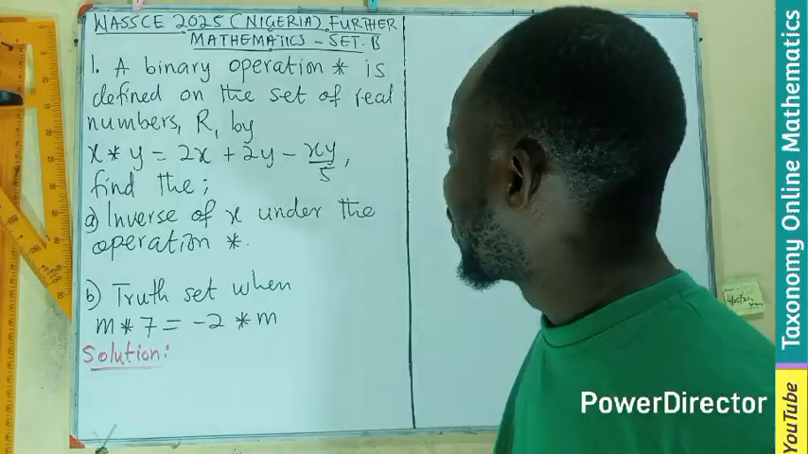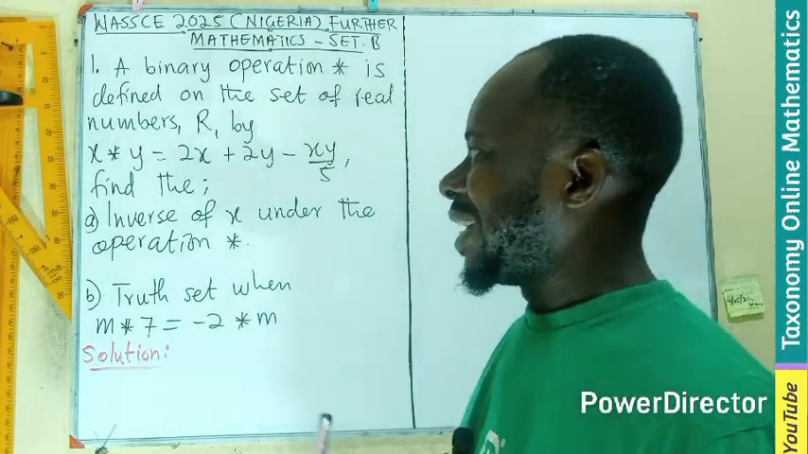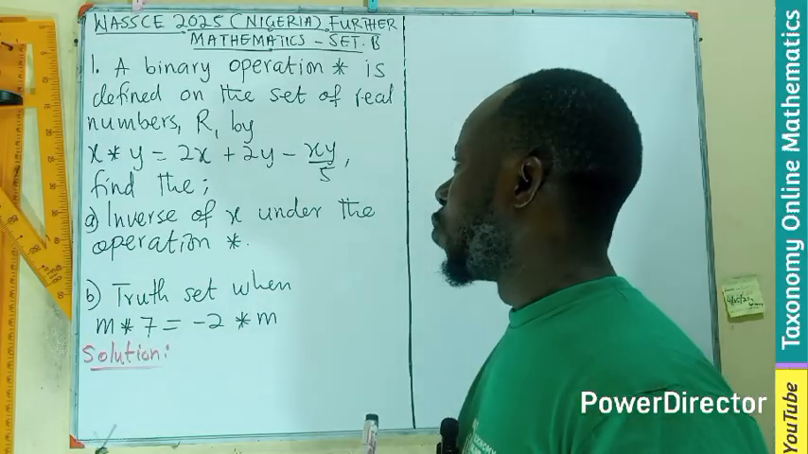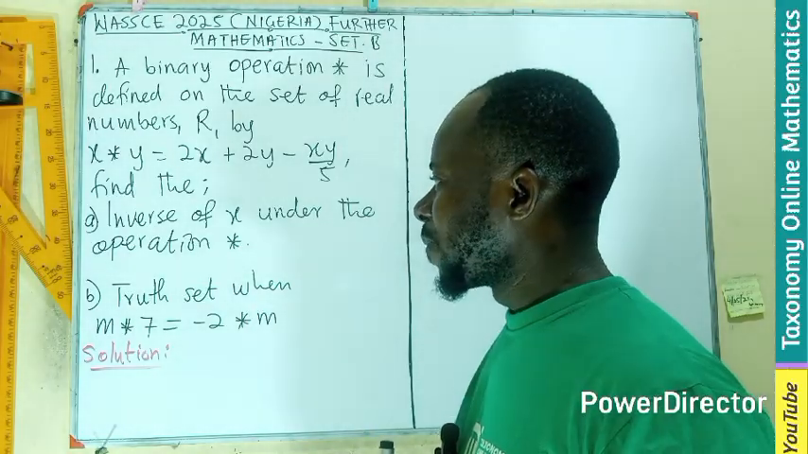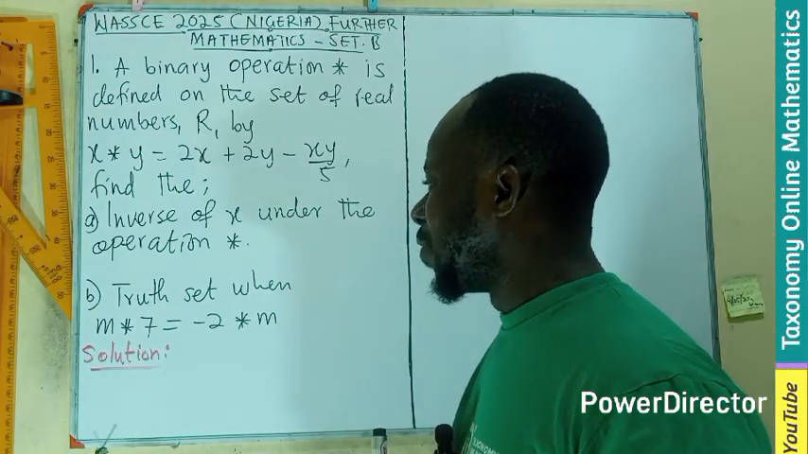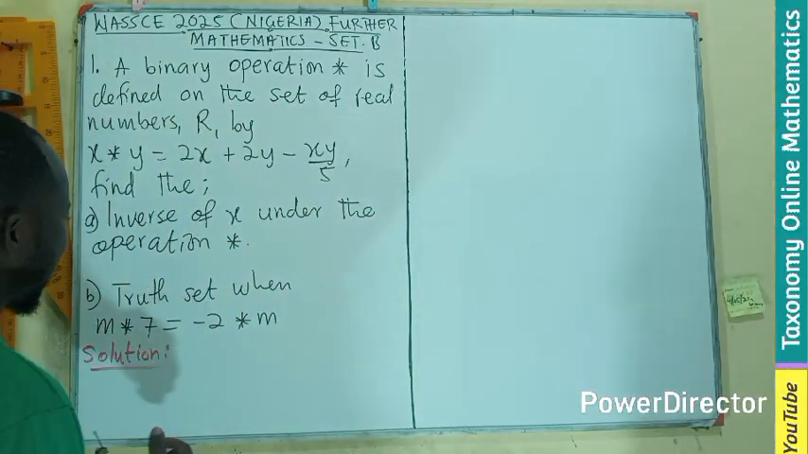A binary operation star is defined on the set of real numbers R by x star y equals 2x plus 2y minus xy over 5. We have to find the inverse of x under the operation star. So let's see how we are to find the inverse.